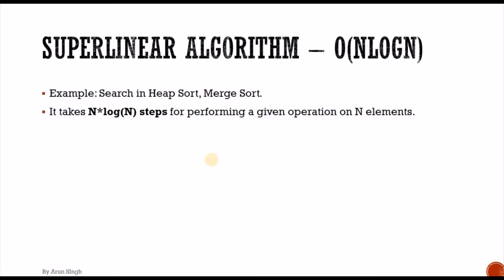Next is the superlinear algorithm, that is n cross log n. Examples here are heap sort or merge sort. It takes n cross log n steps for performing a given operation on n elements. I will deeply explain heap sort and merge sort in my future video.